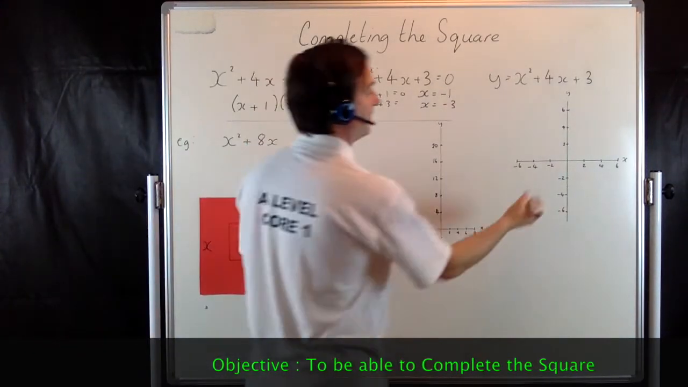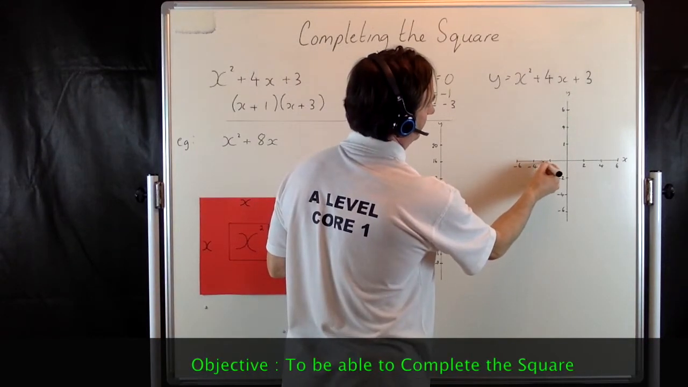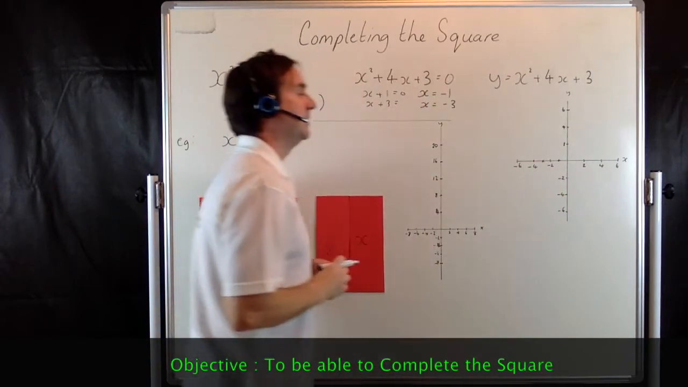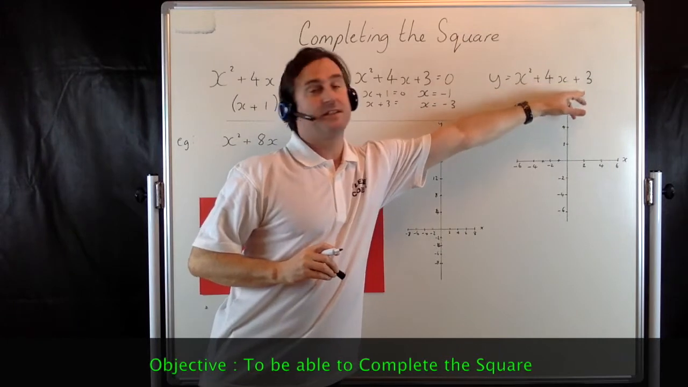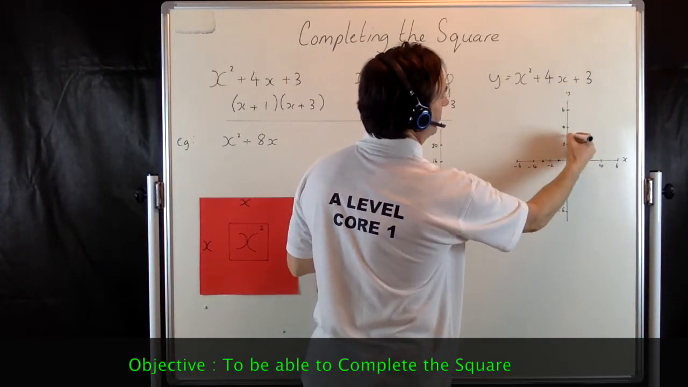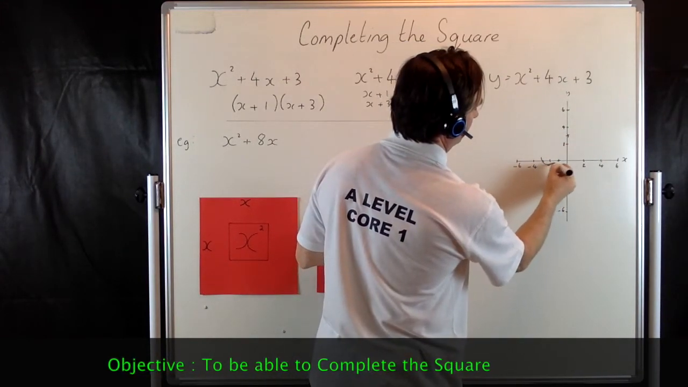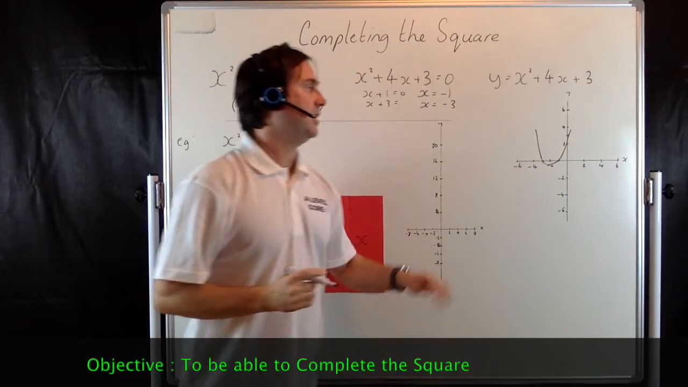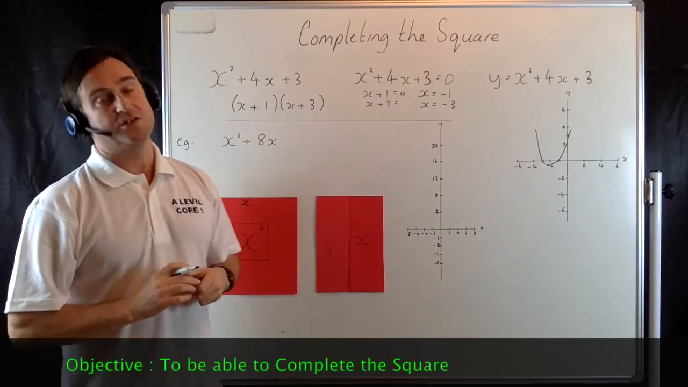I could plot them on a set of axes here, and have -1 and -3 as my roots. I also know that with this graph, the y-intercept is 3. So I could position that here at 3, and I can do a reasonable sketch of this graph. It cuts it there at 3. We know it's a parabola because it's a quadratic graph, so I can sketch my graph.